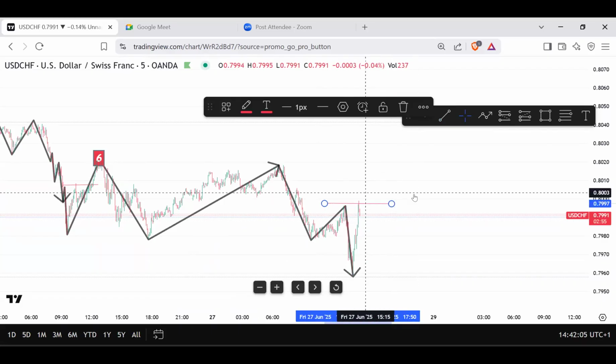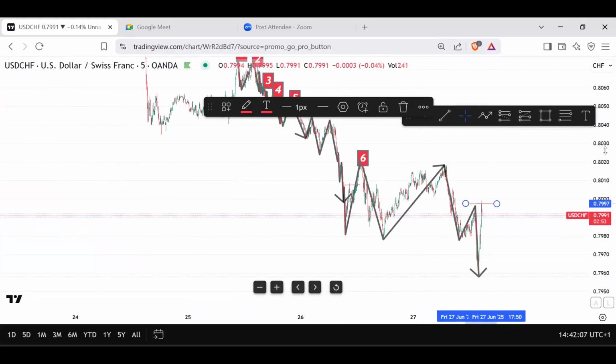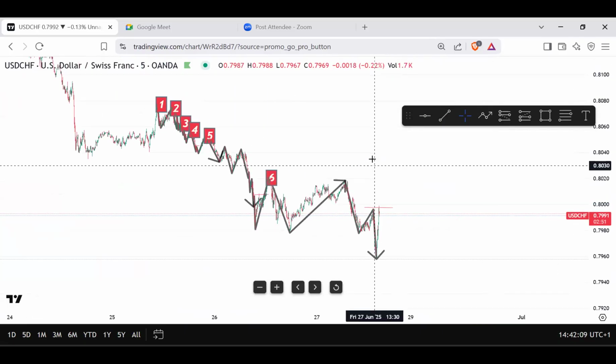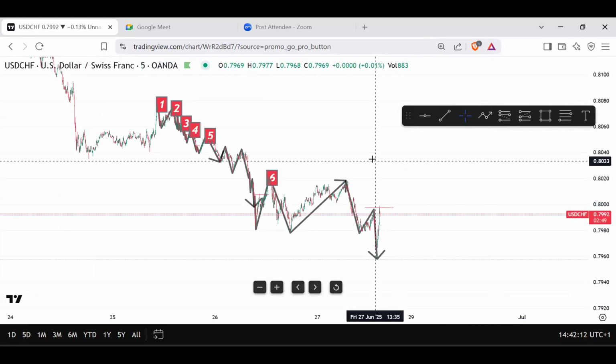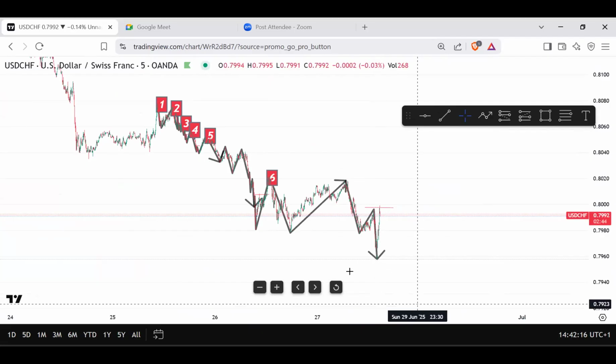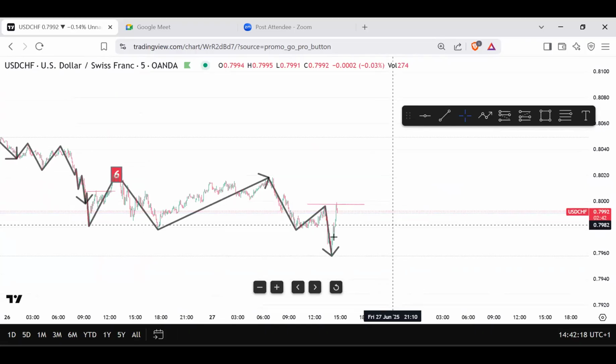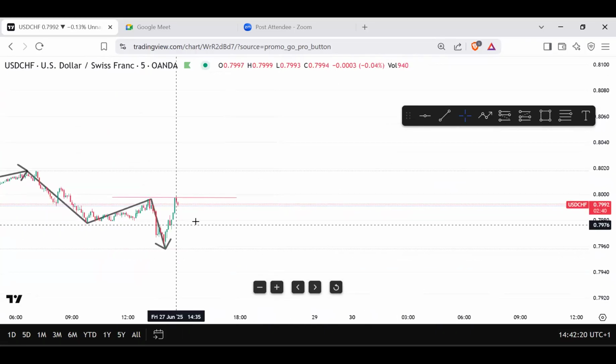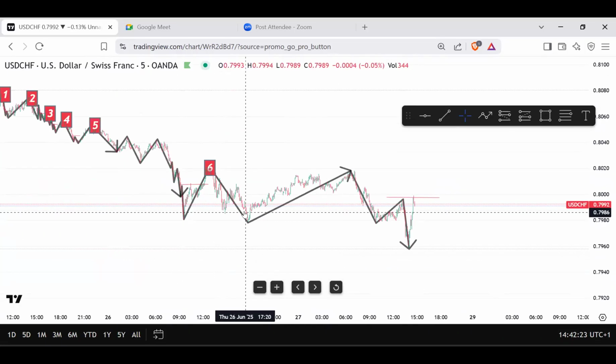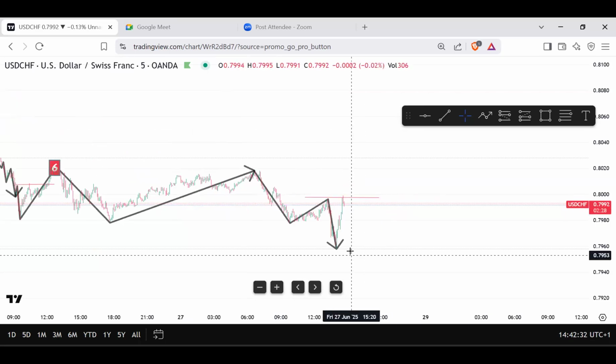So can you see that's what the market is just doing? Impulse, correction, impulse, correction. It's clear. The impulse has ended, now it's correction, then continuation. So that will help us to know what to do.